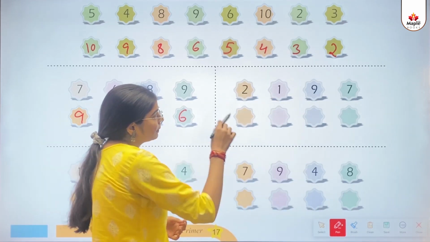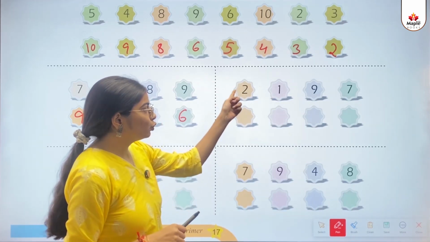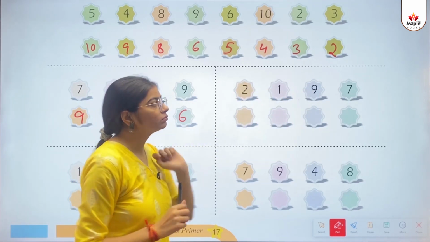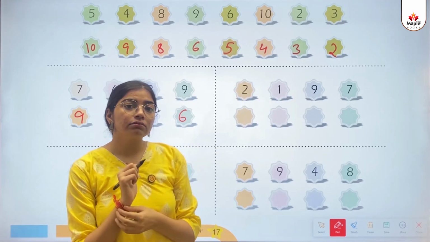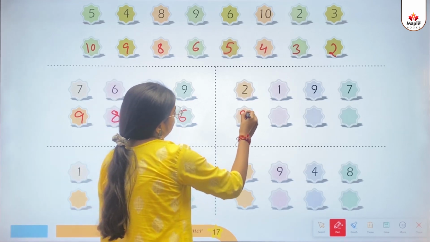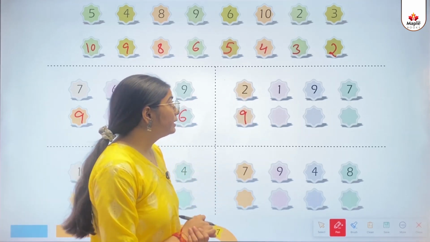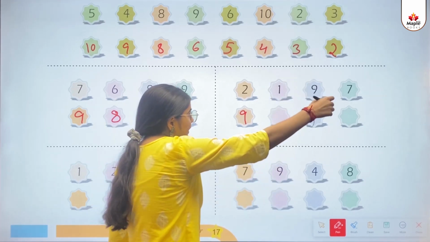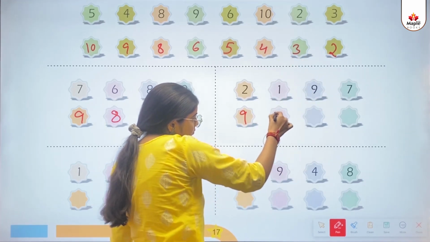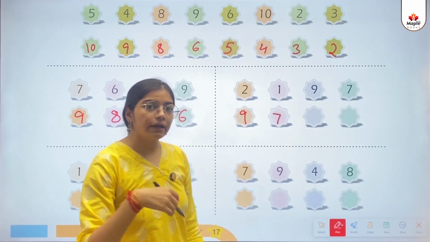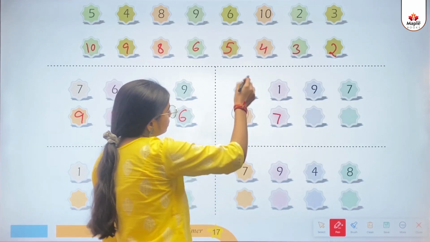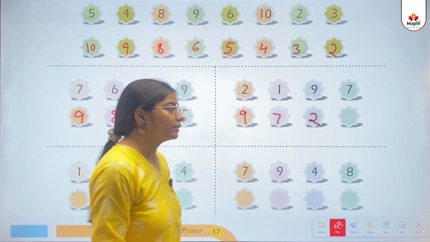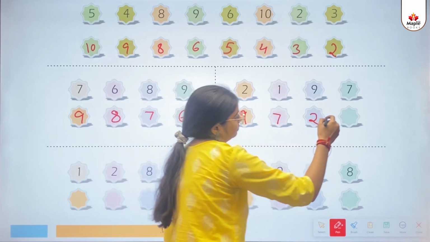Now, in this part, there is written 2, 1, 9, 7. Which one is the greatest one? 9. Then the smaller one, that is 7. Then another smaller one, that is 2. Then the smallest one, that is 1.